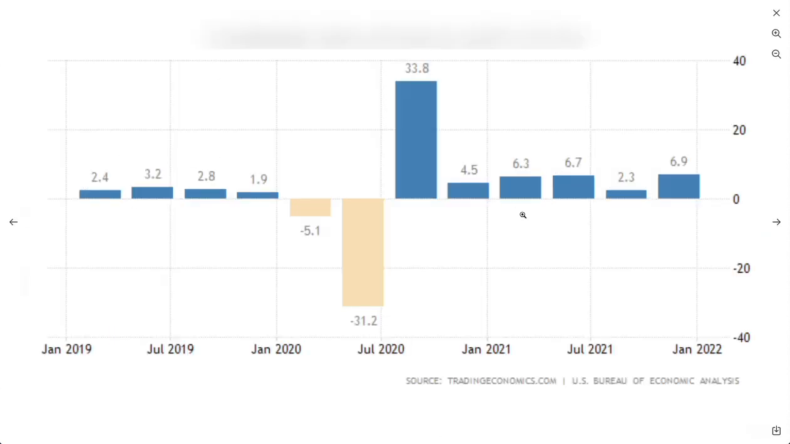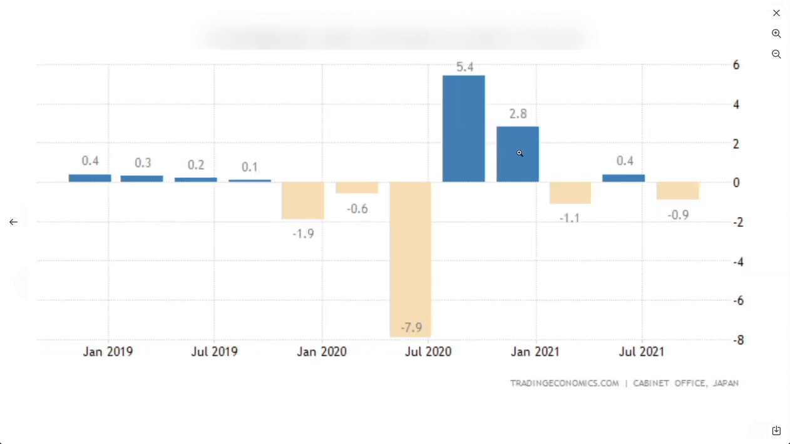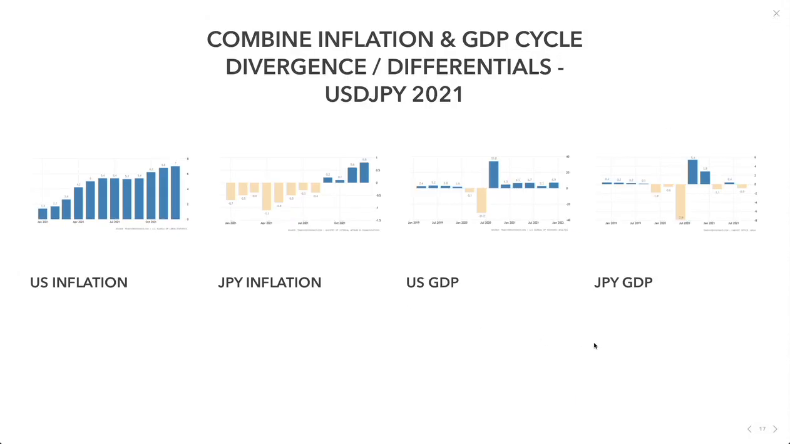Yeah, so we're looking at US GDP. Again, we know that for sure: 4.5, 6.3, 6.7, 2.3. So we had a nice healthy economy. Let's compare that to Japan. Negative, tepid growth, negative, right? With the last couple of readings. So they weren't doing too great. So again, when we understand the divergences and the differentials between the two economies, yeah.